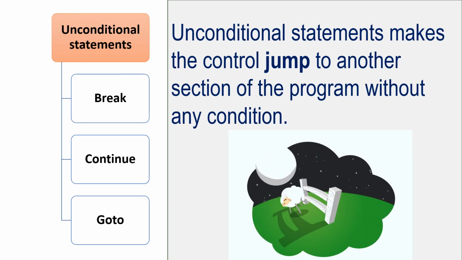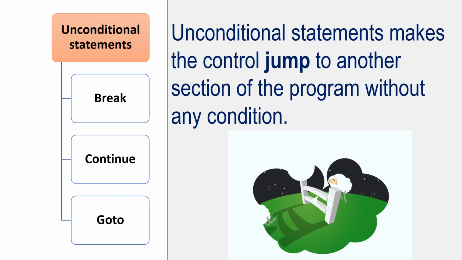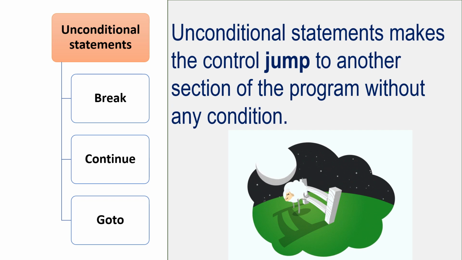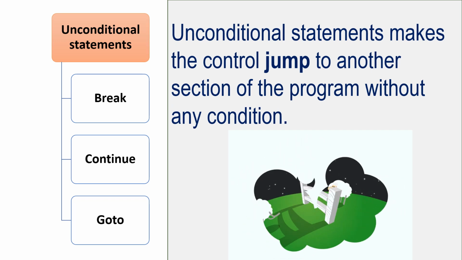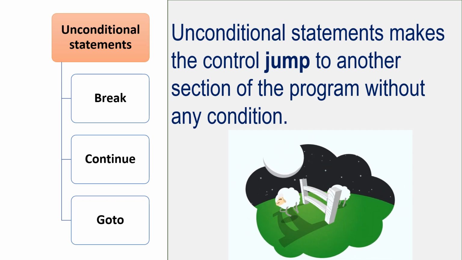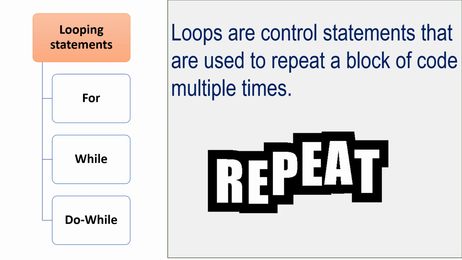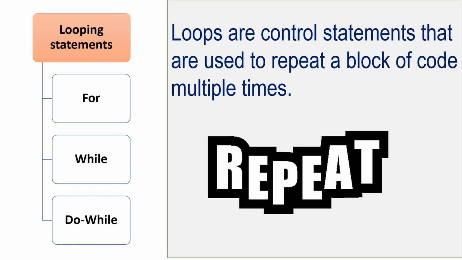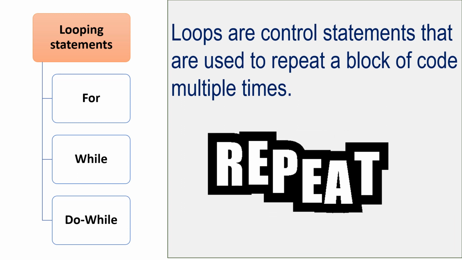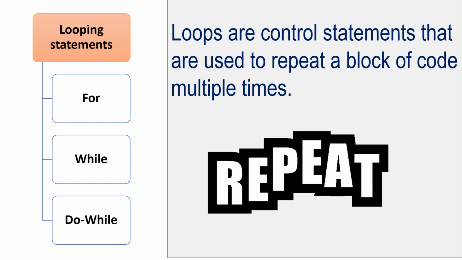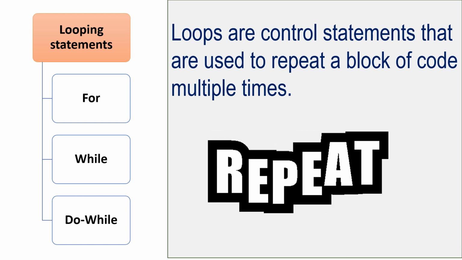These statements jump to another section of a program without any condition, so-called unconditional statements. We have here break, continue, and goto statements. Loops repeat a block of code multiple times. We have different types of loops: for loop, while loop, and do while loop.